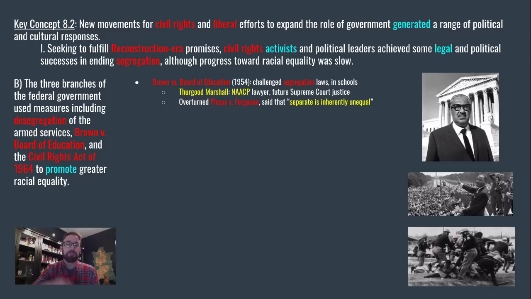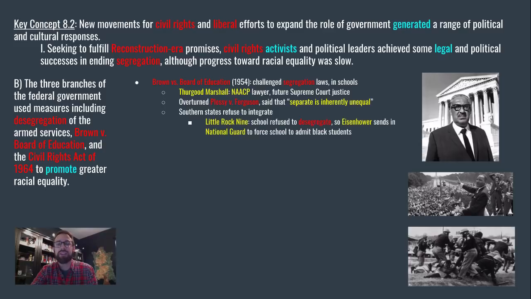Right? Now, major step forward in theory, not in practice, because those southern states that now were being forced to integrate their schools completely resisted. The best example here was what happened at Central High School in Little Rock, Arkansas. The school refused to integrate. So what it did at first is it just used their National Guard, their kind of state troopers, to prevent the kids from going in.